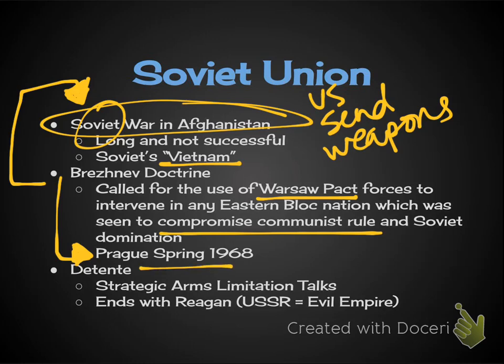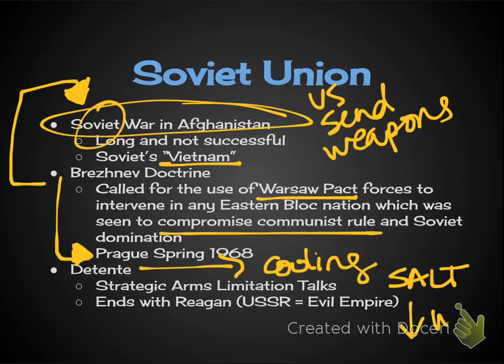Détente is going to be the cooling period. This is when they're going to have the SALT talks, Strategic Arms Limitation Talks. And that's going to go on for a period where people are going to decrease weaponry, especially nuclear weapons. And then we have it amped up again when Reagan comes and says the USSR is the evil empire.